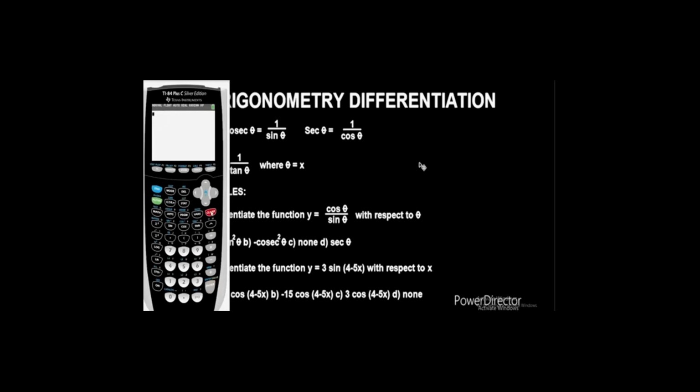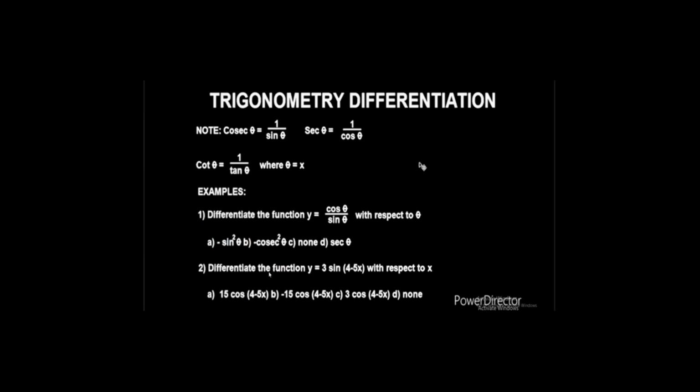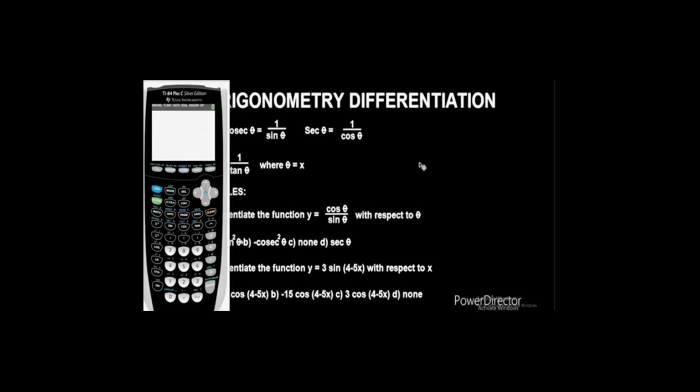Question 2 says differentiate the function y equals 3 sine in bracket 4 minus 5x with respect to x. Okay, so interesting. Let's bring out the derivative function. We press alpha, window button. Derivative is option 3. So you put d by dx, press x here.